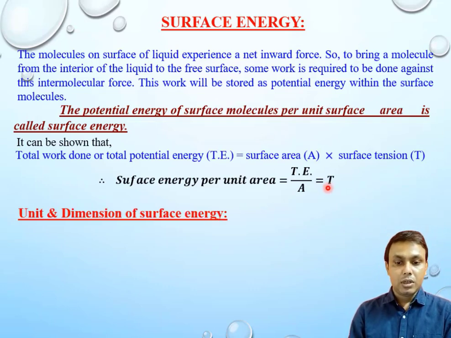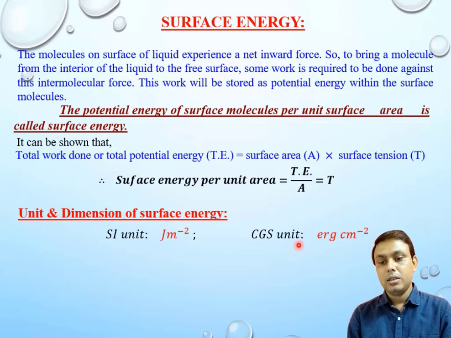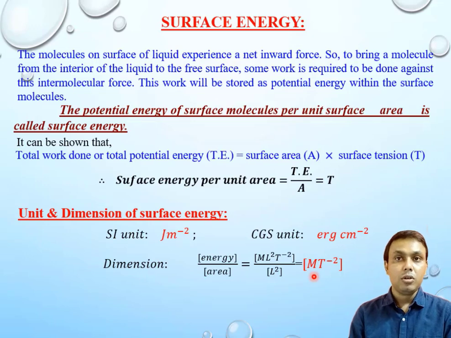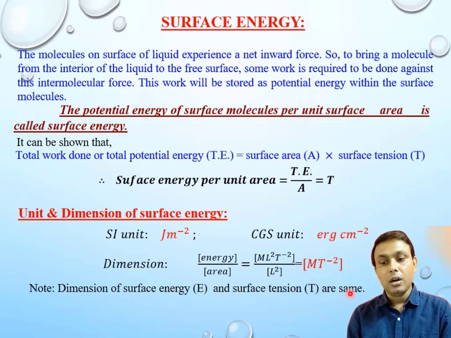Unit and dimension of surface energy. From this it is clear the unit will be unit of energy over unit of area. That means the SI unit will be joule over meter square and CGS unit will be erg over centimeter square. And the dimension will be dimension of energy over dimension of area. So this is M L square T to the minus 2 over L square. So this is M T to the power minus 2. Here it is to be noted that the dimension of surface energy and the surface tension are same.